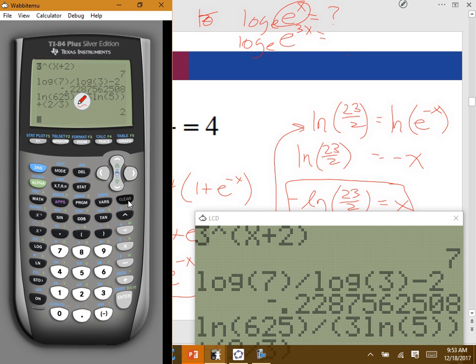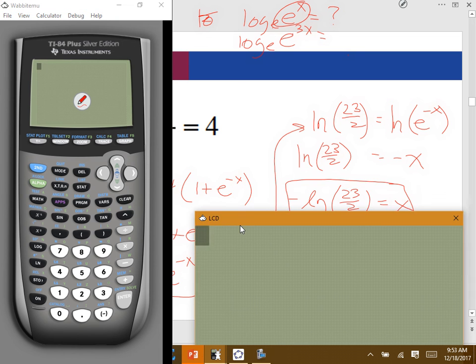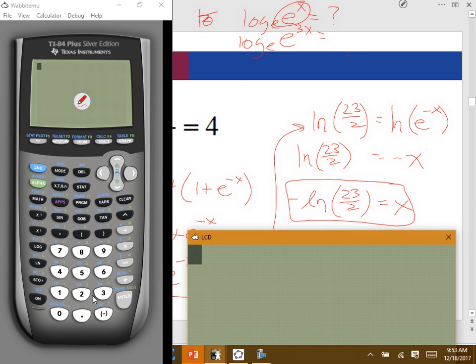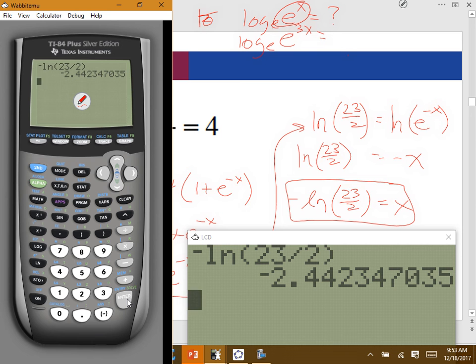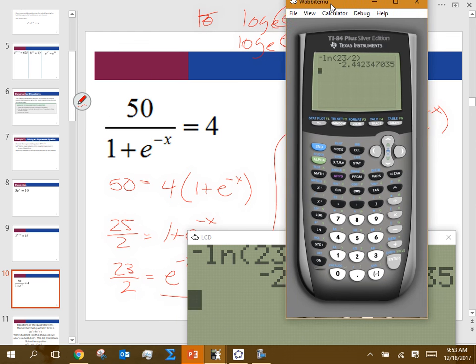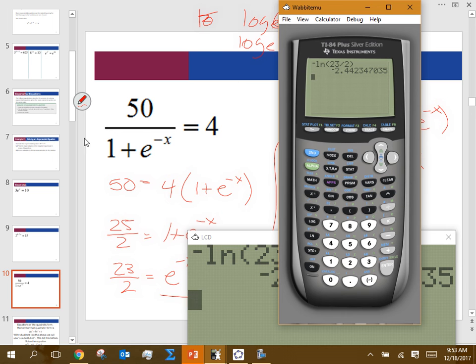Let's do it this way. So let's go negative ln, and I'm just going to evaluate this, 23 over 2. Hit enter. Okay, so that's the number I get, right? Now I'm just going to type in this left-hand side. So I get 50 divided by. Because this is a quantity on the bottom, and there are operations I want done first before I divide into the 50, I'm going to put parenthesis 1 plus.